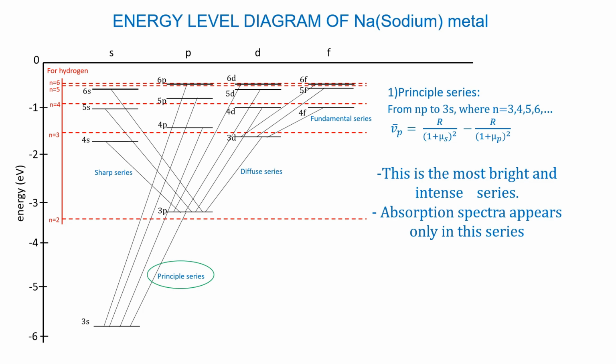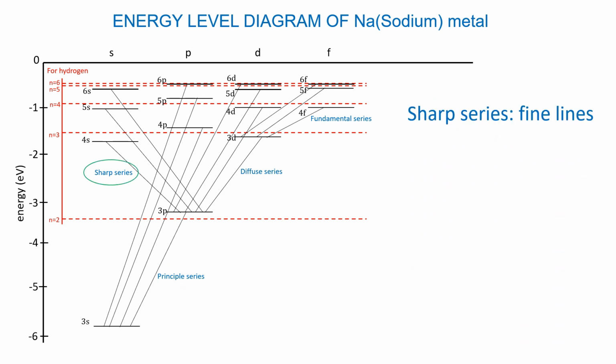As we can see from the first criterion of the selection rule, an electron could go only from 3s to 3p and 4p or any np orbitals. Therefore it absorbs energy in the 3s orbital only, hence the absorption spectra appears in this series, and it shows emission spectra as well. But in the other three series we cannot see absorption spectra.